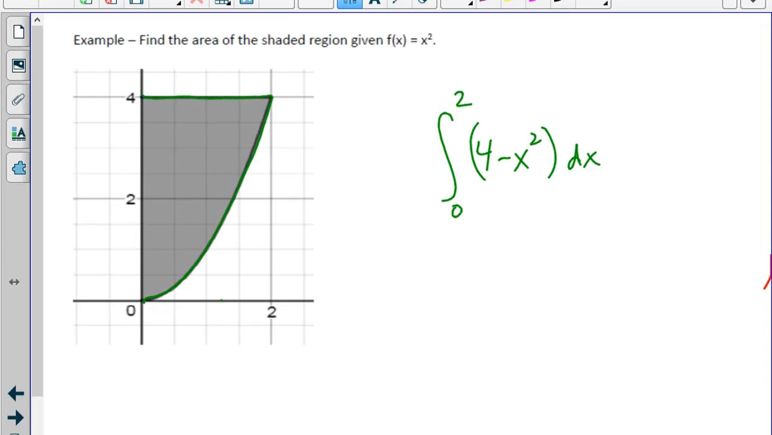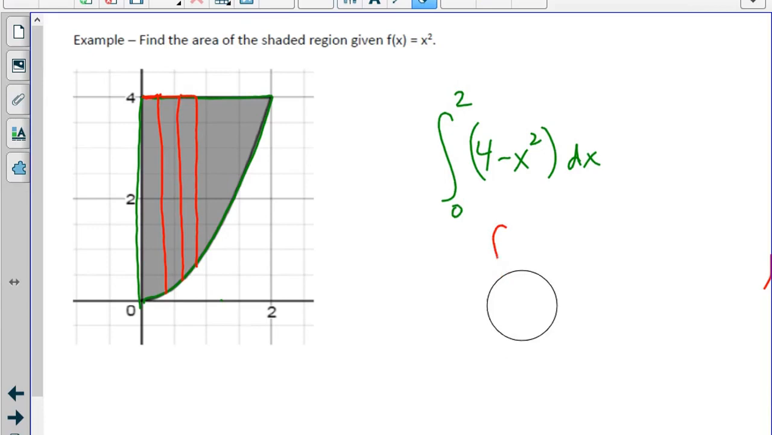What's happening is I'm having all of these rectangles essentially start at 4 and go down until I get to x squared, and then I take the limit of these rectangles as the small width goes to 0. What I would end up getting is the actual area here. So I take the integral from 0 to 2 of 4 minus x squared.